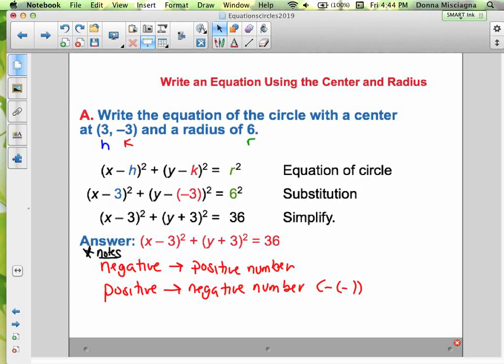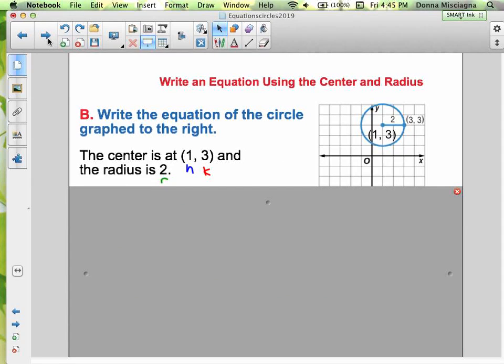We're going to do a few examples, one of which is in your notes. And then we're going to go the other way. I'll give you the equation, and we'll identify the center and the radius. So we want to write the equation of the circle to the right. The center is at 1, 3. The radius is 2. If you're looking for the radius, don't choose a diagonal line. Choose a horizontal line or a vertical line, and then you can count it.